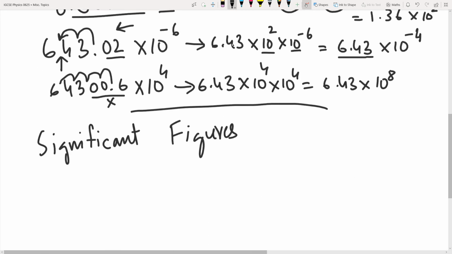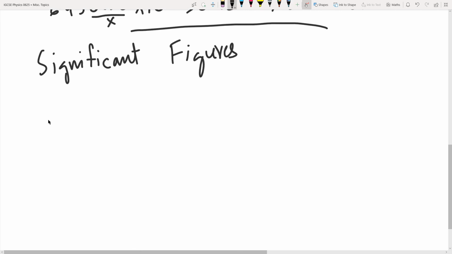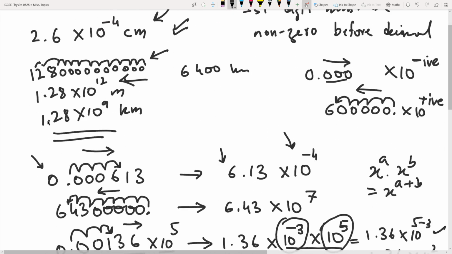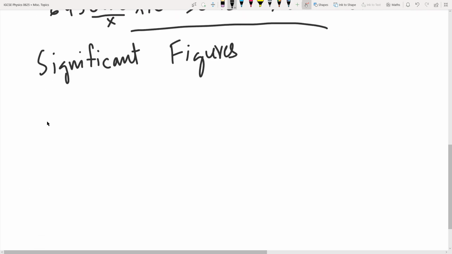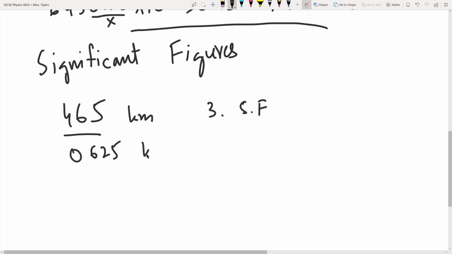Okay. Now, the first rule, we're going to see all non-zero figures are significant. So if I write a number 465 kilometers, right? So all three of them are significant. How many significant figures are there? There are three significant figures over here. Now, if I write this number 0625 kilometers, then again I have only three significant figures. I don't have four. Why?